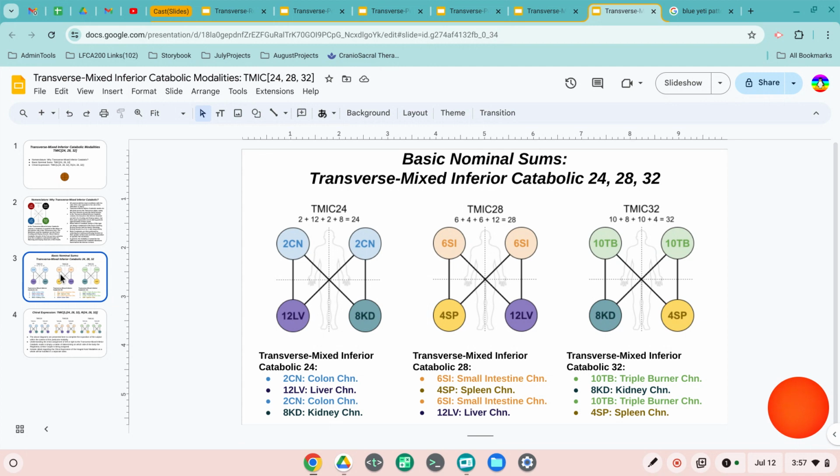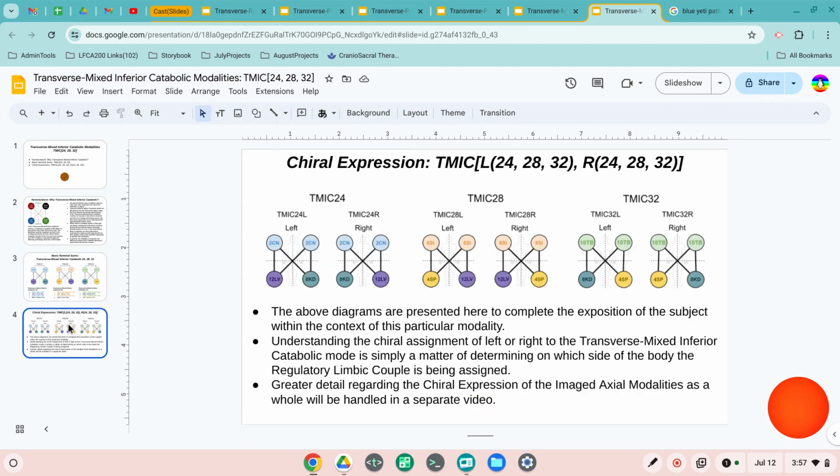Slide 3, Chiral Expression. The above diagrams are presented here to complete the exposition of the subject within the context of this particular modality. Understanding the chiral assignment of the left or right to any given mode in the transverse mixed inferior catabolic context is simply a matter of determining on which side of the body a pair of sequential even-numbered channels has been assigned. Greater detail regarding the chiral expression of the imaged axial modalities as a whole will be handled in a separate video.